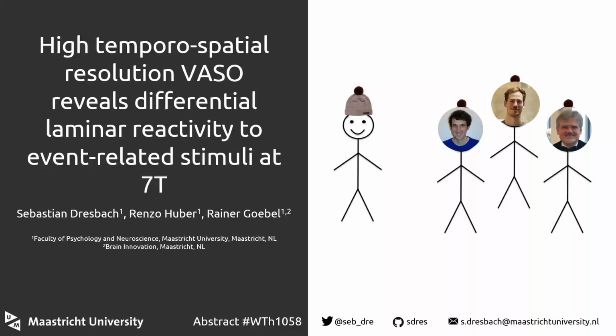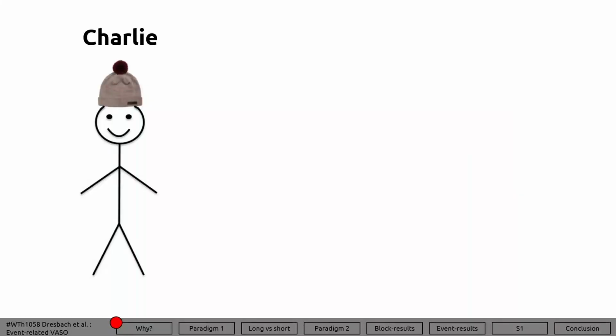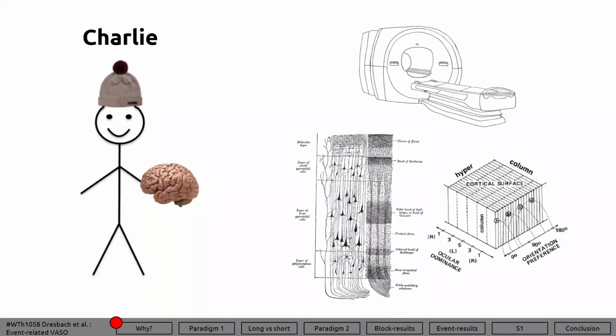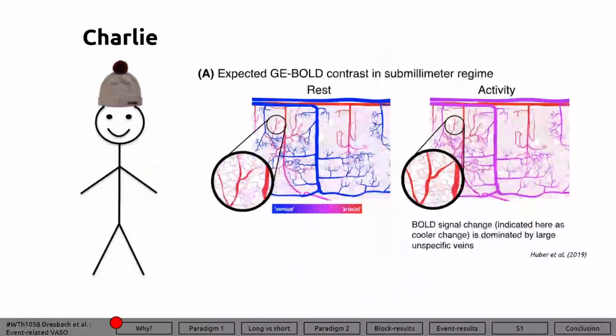Thank you very much. This is work I'm doing with supervisors Renzo Huber and Rainer Göbel, who is here, as part of my PhD, and I'm very honored to present this work to you. This is Charlie, and Charlie is a neuroscientist who uses high-field fMRI to look at layers and columns in the living human brain. Charlie knows that the commonly used gradient echo BOLD gives you a lot of signal, but it is heavily biased towards the large draining veins, which pool the blood from deep layers towards the surface and then away, which is an issue if we want to look at depth-dependent signals.